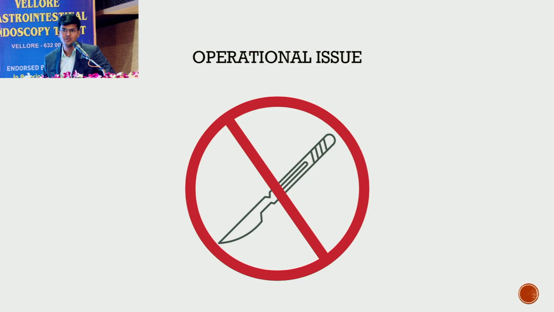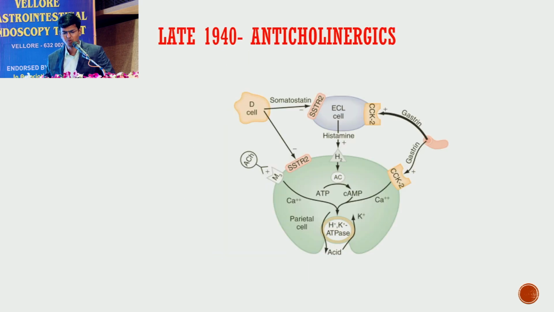It's operational. So we can't push the patient to go for operative procedures for an ulcer unless it is indicated. So in the late 1940s they discovered anticholinergics. Atropa belladonna was in use in the 19th century itself, but it came into a role for acid suppression in the 1940s. So atropine was first used to reduce acid secretion.